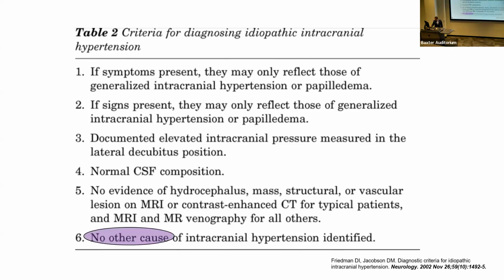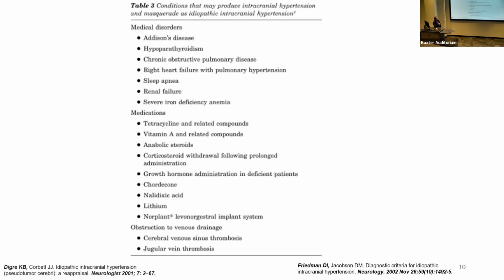There is a huge list of possible situations when we have secondary intracranial hypertension, like medical disorders, Addison disease, severe iron deficiency, heart failure, medication. So we need to get a really good med reconciliation. Some of these medications are used for a long time. And if we stop that medication, most of the time the intracranial hypertension resolves without any other treatment. Also, some anatomical structures like venous drainage could be affected, like a CVST or jugular vein thrombosis.